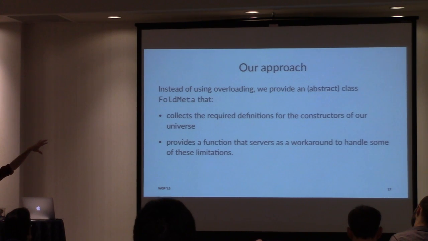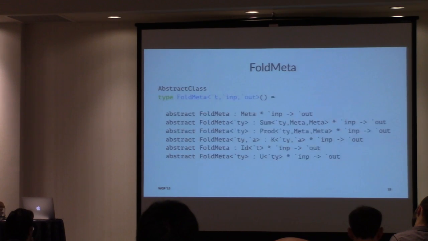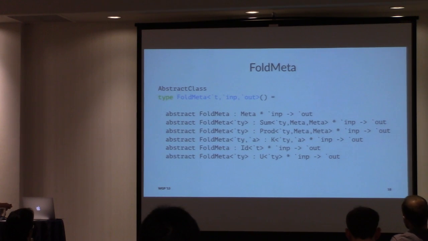And the ingredients we're expecting there are basically the instance definitions that you have in Haskell for the types that form your universe. But there's also a function that we'll provide which serves as a workaround to handle some of the limitations of overloading that we saw previously. So here's the signature. To define the abstract fold meta class, which takes a bunch of inputs and an output and something of type T, you need to give a couple of definitions. You need to give an instance for sums and products and K and U and ID. And then here's the other one which I mentioned previously, which will work for any meta type.